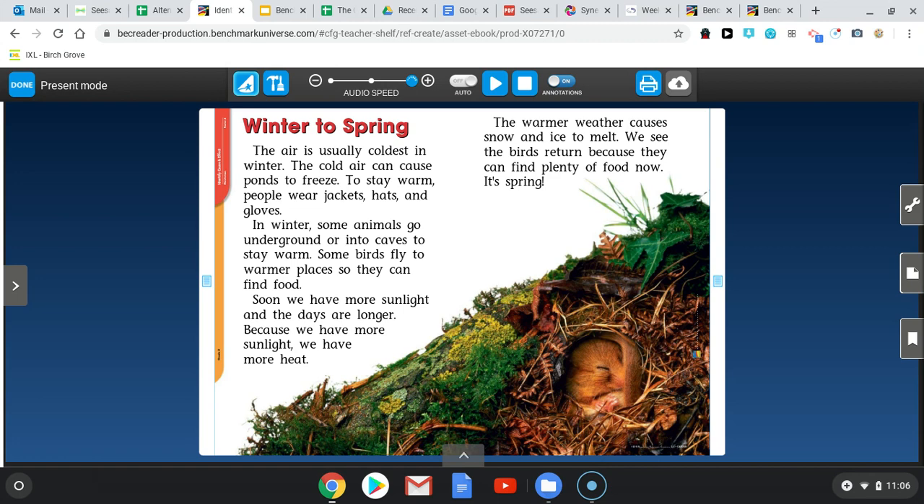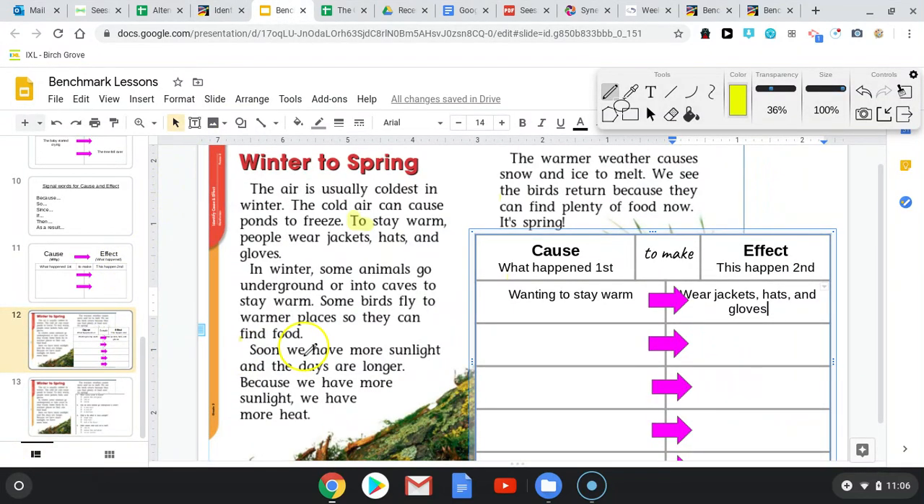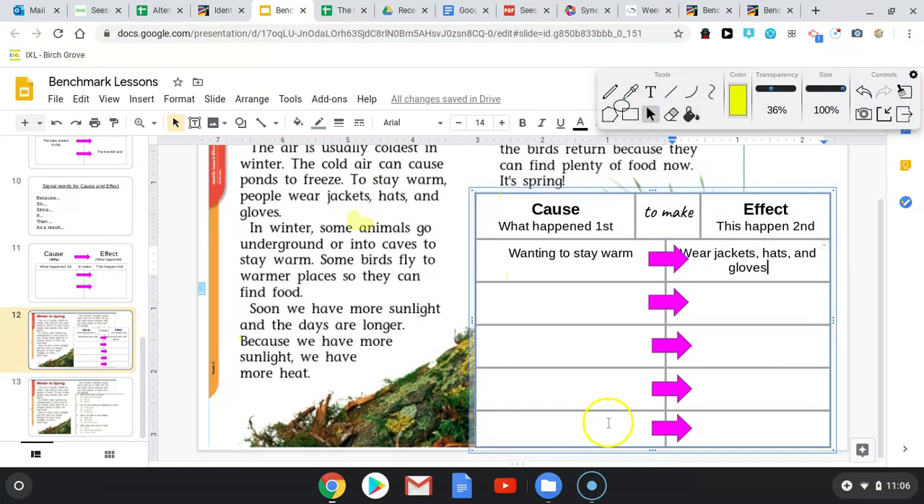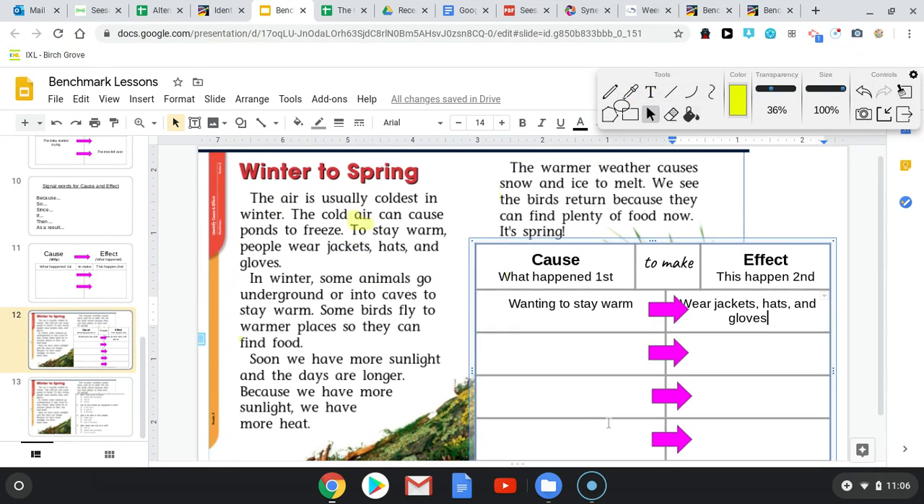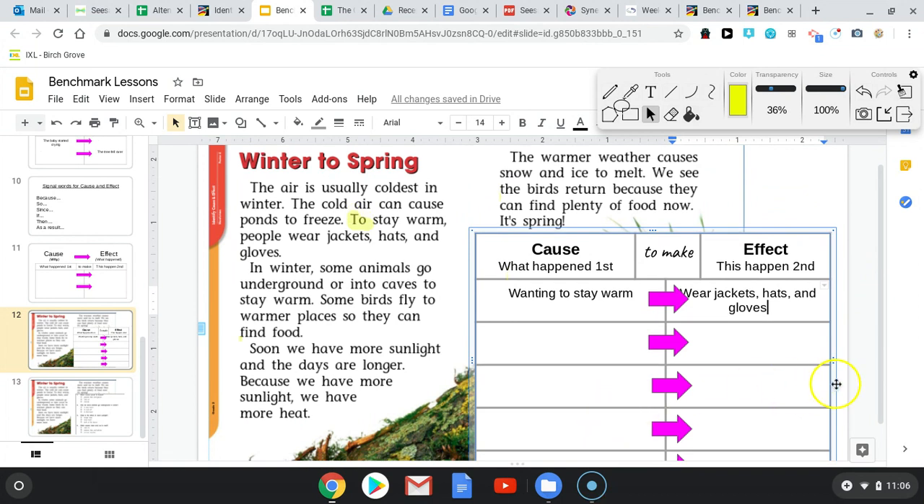And in your assignment, you can see that I have the same picture. You just can't see the little mouse because it got covered up by my table here. So your job today is to find three, or actually four, 1, 2, 3, 4 cause and effects in this story.